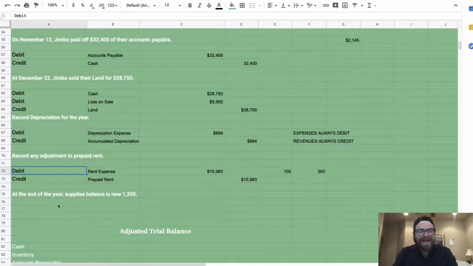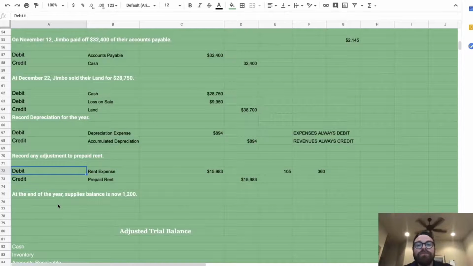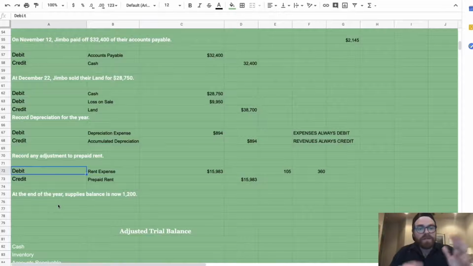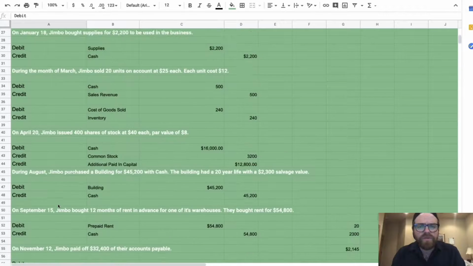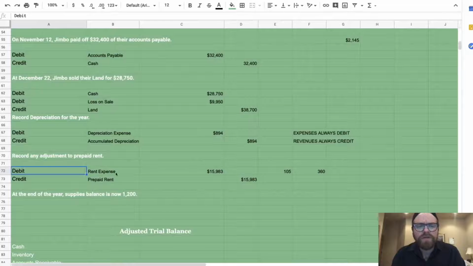Okay. Lastly, at the end of the year, supplies balance is now $1,200. Let me move this back, sorry. Supplies balance is now $1,200. So that means that we've used up a portion of those supplies. How much did we use up? Well, if you remember, we got it for $2,200. And it's now only $1,200. So what did we use up? The difference, and I'll show you.